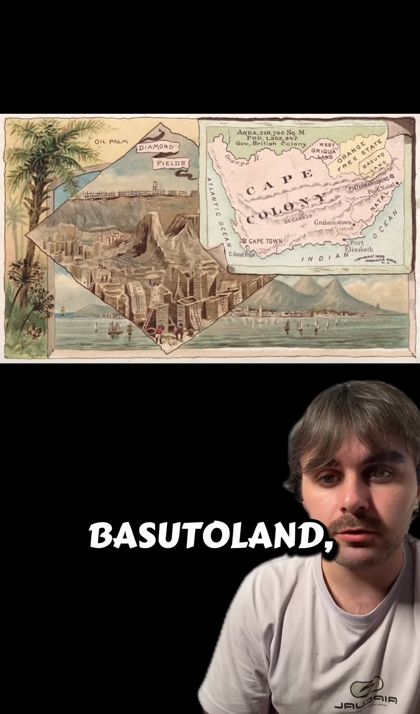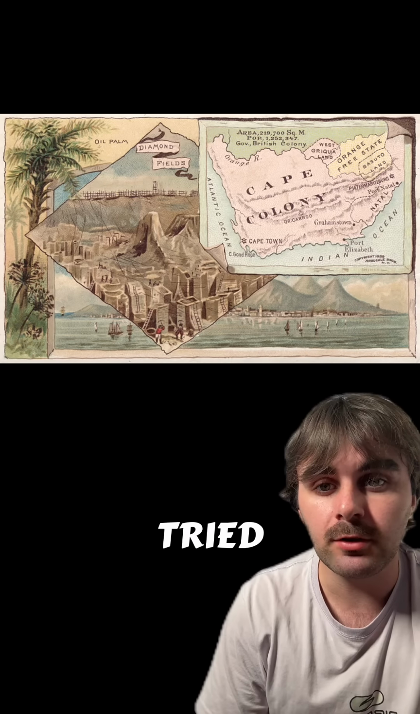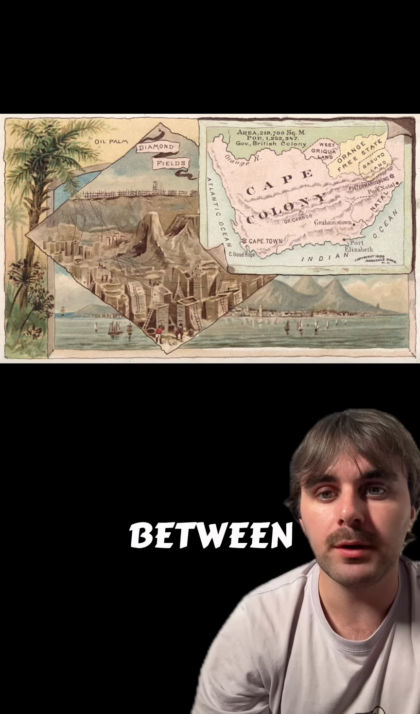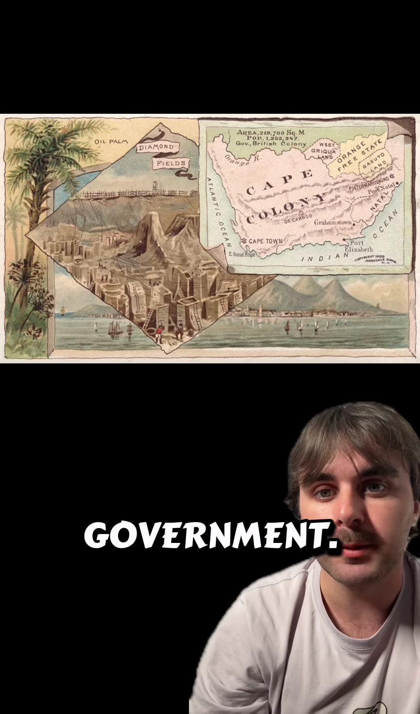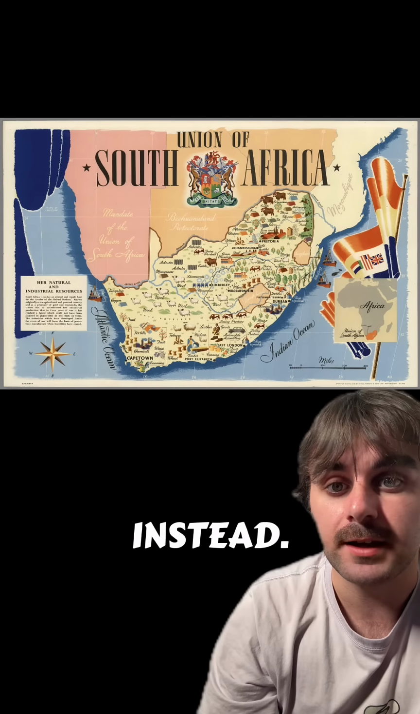Lesotho, then called Basutoland, was the clearest example, as in the 1870s, Britain tried attaching Lesotho into the Cape Colony. The result was war between the Basotho people, led by the House of Moshoeshoe, and the settler government. This conflict was so severe that Britain reversed course and placed Basutoland back into British protection instead.